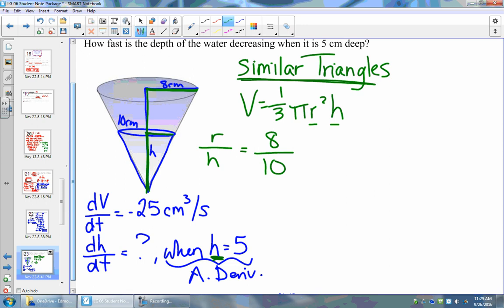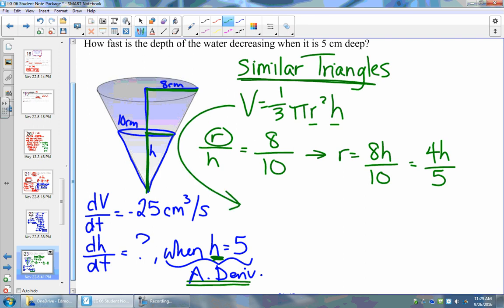And we can solve for r by cross multiplying and dividing here. Now remember, some of you are going to be really tempted to put in h is equal to 5, right? I'm sure some of you have made that mistake already. So h is equal to 5, don't forget, that's why I keep saying after your derivative. You cannot use that 5 until we take the derivative. So if I cross multiply and divide, I know that r is going to be equal to 8h over 10. And if we simplify that, obviously 4h over 5. Now I can substitute that into my equation.